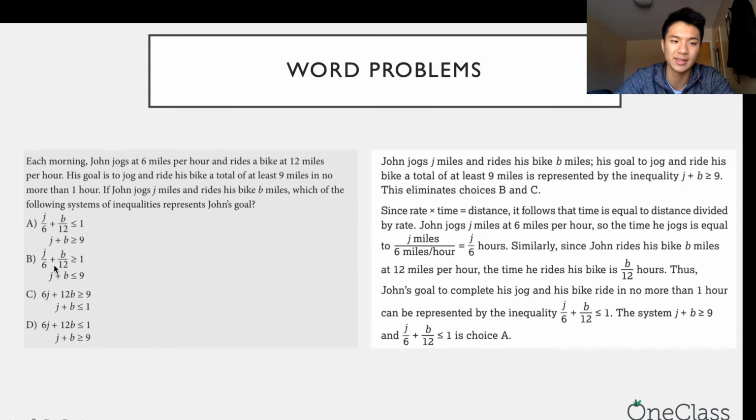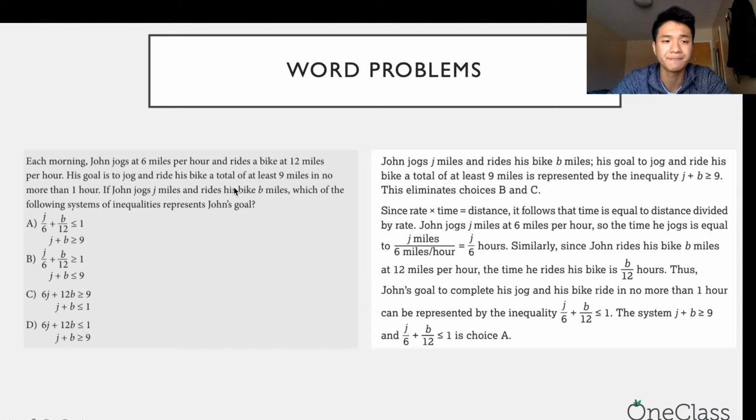And again, we can see this eliminates answer choices B and C because they don't match up with the inequality we've set up here. Then we keep in mind this relationship, distance equals rate times time, so D equals RT. And so we want to say, okay, we already have the distance inequality. We know the relationship between his goal and how many miles he wants to do overall.